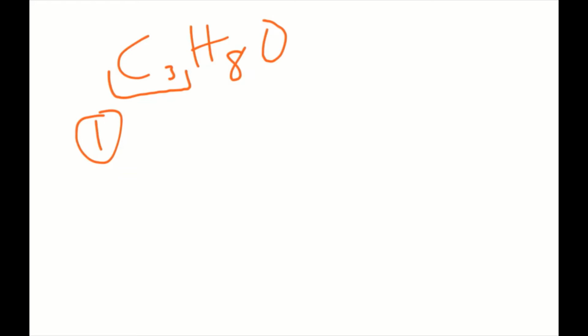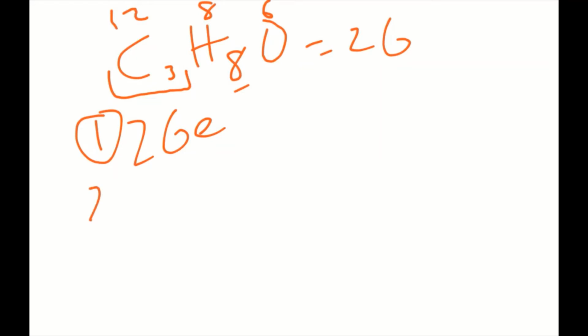Each carbon has 4 valence electrons, so 12 there. Each hydrogen has 1, so 8. Each oxygen has 6, so 1 times 6 is 6. So the total number of valence electrons is 26. So that's a lot of valence electrons to take care of. How do we do this? Well, let's draw the structure.